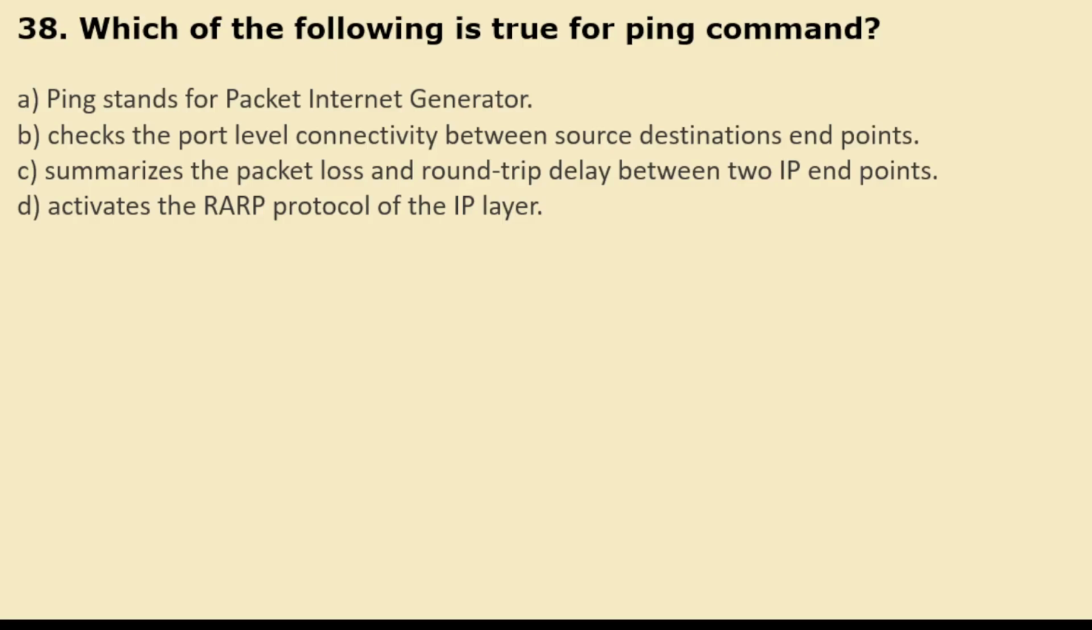Next question. Which of the following is true for ping command? A. Ping stands for Packet Internet Generator. B. Checks the port level connectivity between source destinations endpoints. C. Summarizes the packet loss and round trip delay between two IP endpoints. D. Activates the RARP protocol of the IP layer. Correct answer is C. So, what does ping command do? Summarizes the packet loss and round trip delay between two IP endpoints.